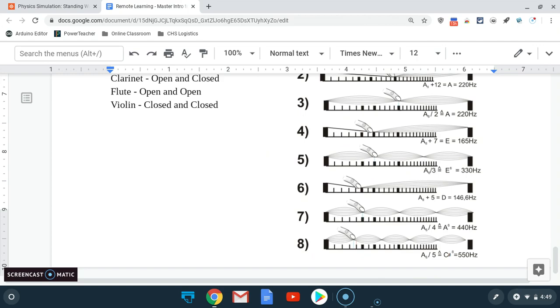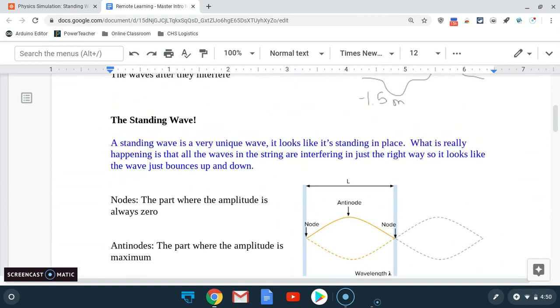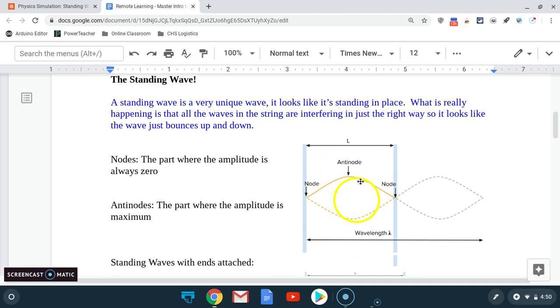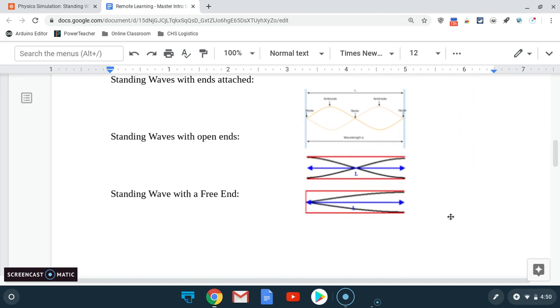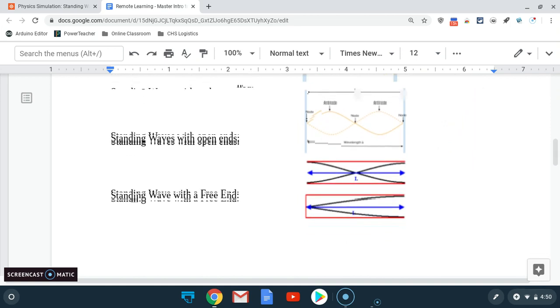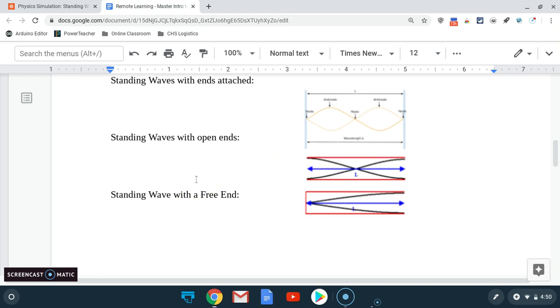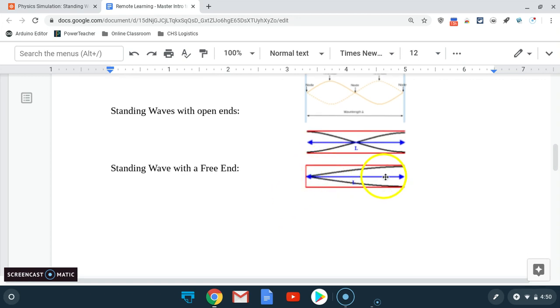Just to summarize, we talked about the idea that a standing wave is basically a bunch of little wave pulses interfering just the right way so that it looks like it's just bouncing up and down and not moving at all. You can create standing waves in different settings. One is where the ends are connected, usually in a violin or something with a string. You can have it where both ends are open, which more than likely is going to be filled with air, and air is going to be the thing that's vibrating. Or you can have it where one end is closed and one end is open, which is more likely going to be air as well.